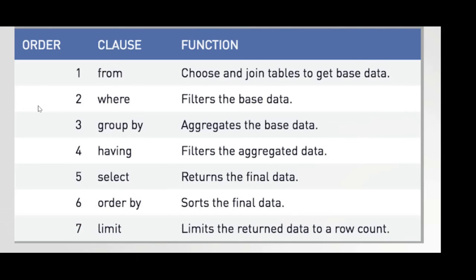So representing it in another form. First, choose the join tables and get the data, and that is what we do first. Then we are filtering out the data. Then group by aggregates the base data. Then having filters the aggregated data. Then it returns the final data. So again I'm telling you, if you have a rank function or a row number function, that will be working in the fifth place. Then after that comes the order by, and the limit will be working on it.